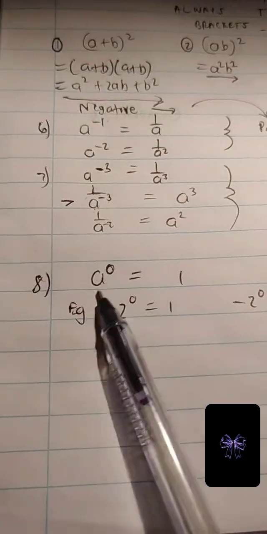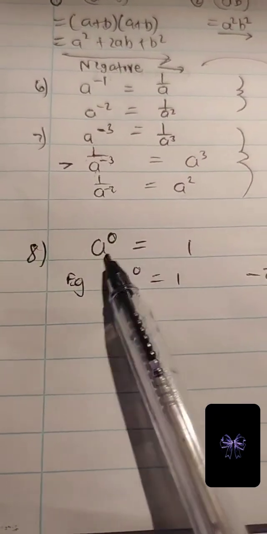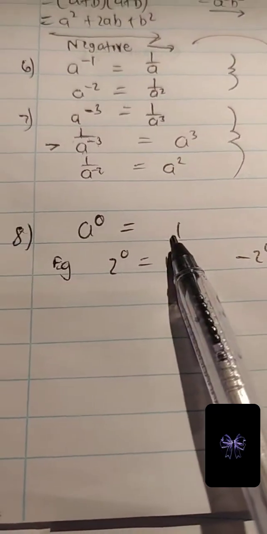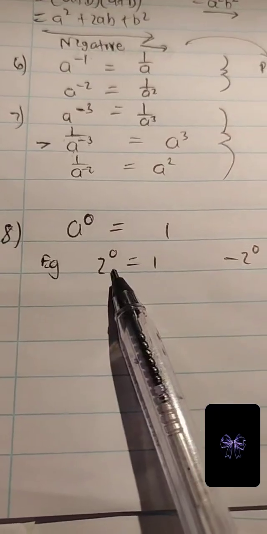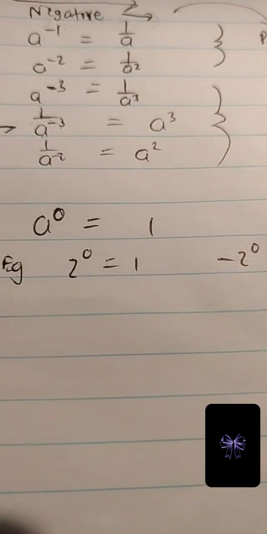Okay, so 8 to the power 0. Any base raised to the power 0, you know for a fact is going to give you 1. Please take note of the following. 2 to the power 0 is 1. Negative 2 to the power 0. What do you expect it to be?